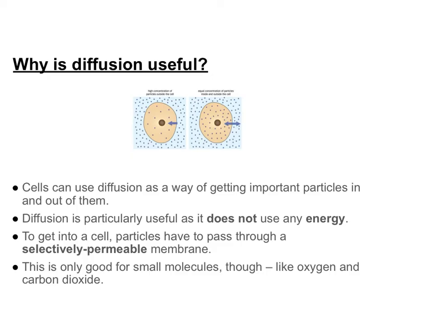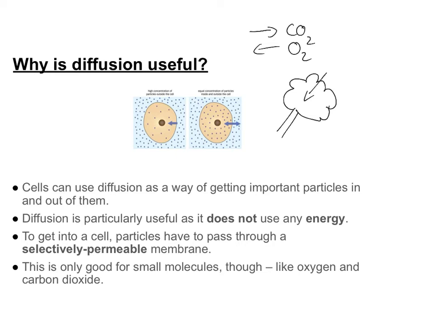So why is diffusion useful? It's got a couple of quite useful functions within the human or animal cell. Cells can use diffusion in different ways of getting important particles in and out of them. It's particularly useful because it doesn't use any energy and we use a selectively permeable membrane. So it happens quite a lot in our lungs, in our alveoli. In our lungs, you should all know that we breathe out CO2 and we breathe in O2. So in our lungs, we need to make sure that we've got a system whereby we can exchange oxygen and carbon dioxide.